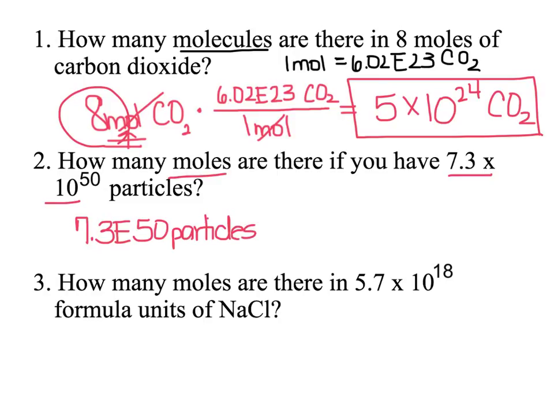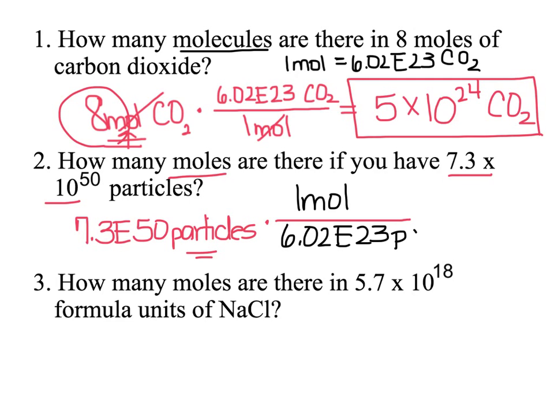It really doesn't make a difference. And this time we want particles to cancel. So we're going to set it up this way. 1 mole of particles is equal to 6.02 times 10 to the 23rd particles. And notice now particles will cancel. Now, because this is on the bottom, we're going to divide.